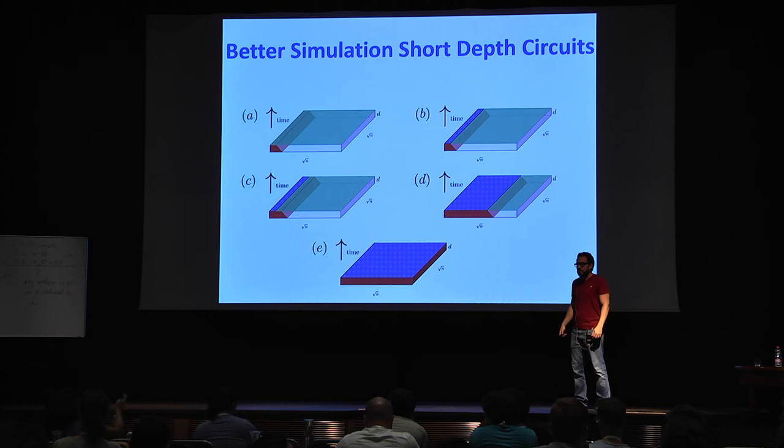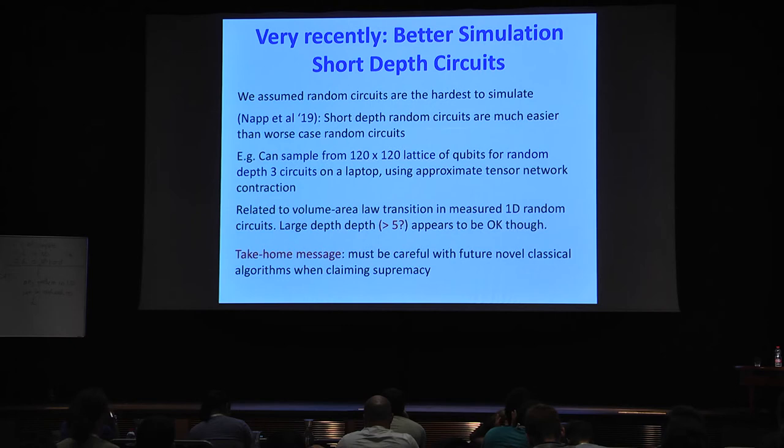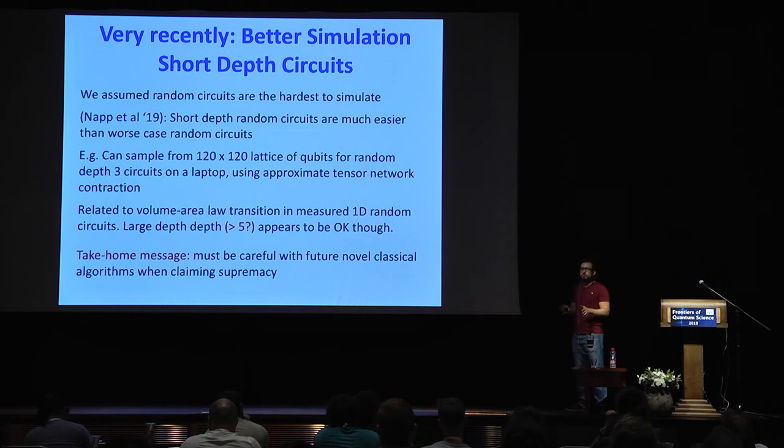Right. Good question. So Dorit is saying, okay, now if you have this better method, doesn't this challenge these early benchmarks? I think challenge is one way, and we should be careful when we say that random circuits are always the hardest to simulate. For depth 3 and depth 4, they are not. This is what we learned.